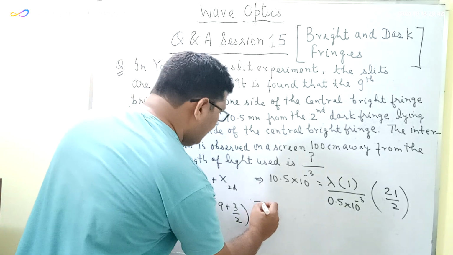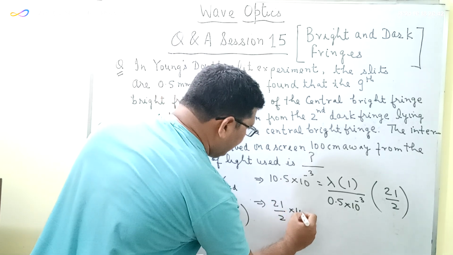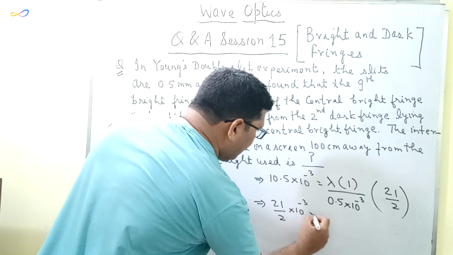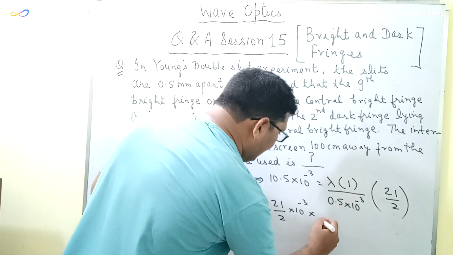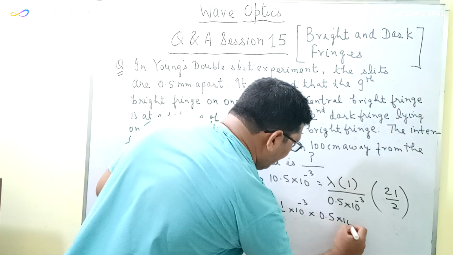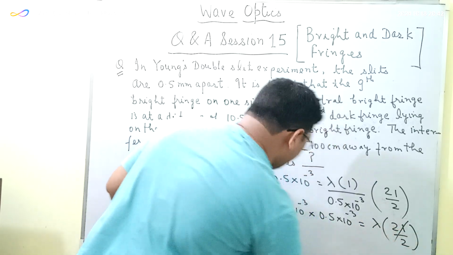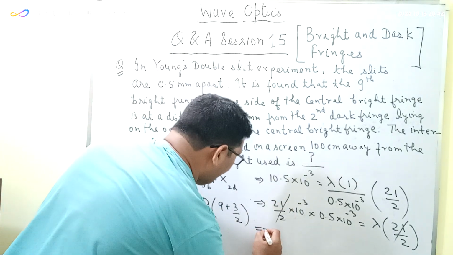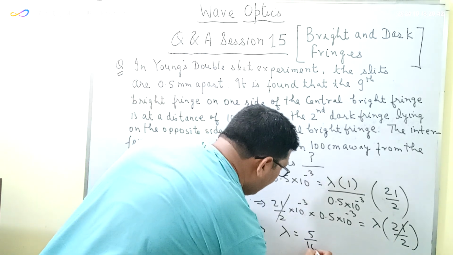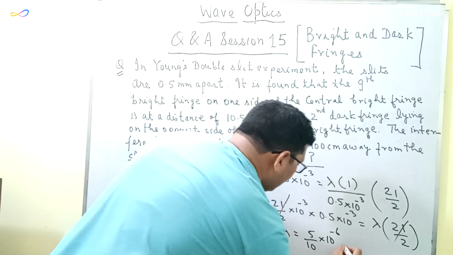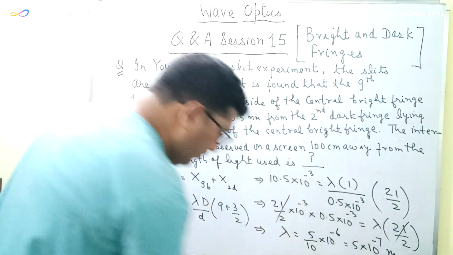So from here, 10.5 can be written as 21 by 2 into 10 to the power minus 3. This 0.5 into 10 to the power minus 3 can be taken on the left hand side of this equation. So this will be equal to 0.5 into 10 to the power minus 3, and this will be equal to lambda into 21 by 2. So from this, 21 by 2 and 21 by 2 get cancelled out. From here, the value of lambda is equal to 0.5, or you can say 5 by 10, into 10 to the power minus 6, or this is equal to 5 into 10 to the power minus 7 meters. So this is the wavelength of the light.